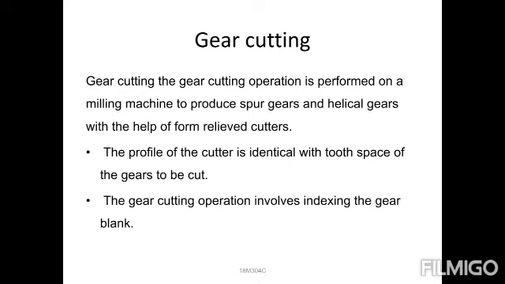Next one is gear cutting. Gear cutting is the cutting operation performed on milling machines producing spur gears and helical gears with the help of relieved cutters. Right, the same type of profiles can be produced with the help of the cutter. The gear cutting operation involves indexing the gear blank. Indexing is the process of dividing the workpiece into an equal number of divisions. That is the main thing.